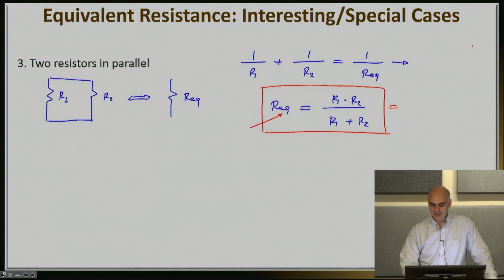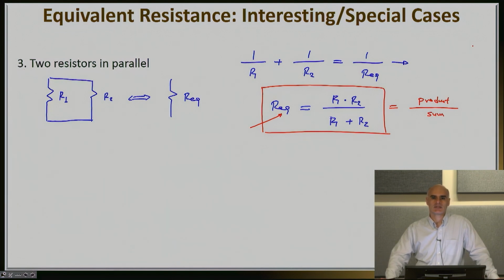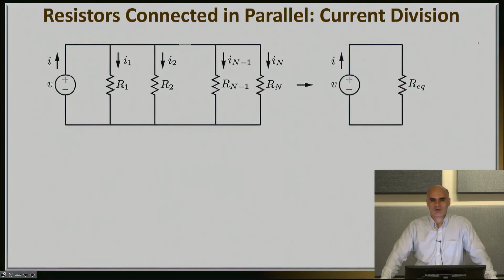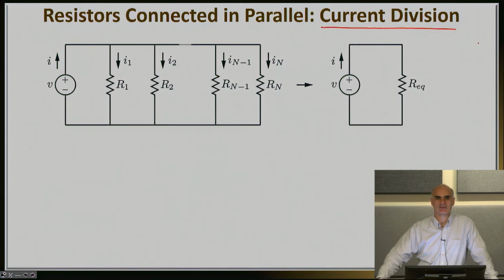Essentially, you can write this as the product of the resistances divided by the sum of the resistances. And it's an equation worth remembering, again, because the case of 2 resistances connected in parallel happens in real life quite often. Now, in addition to finding the Req, there is another really important equation that you should keep in mind, and that's related to the concept of current division.